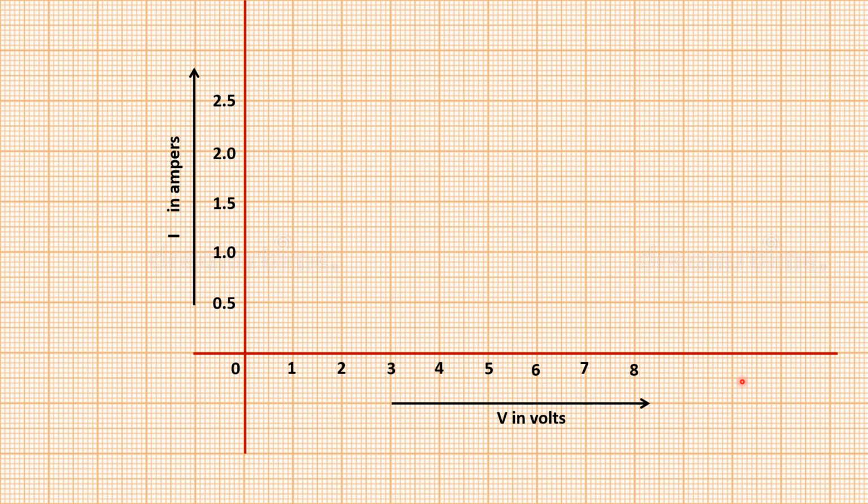So let us bring back the table here. First we should know the scale also. On the x-axis, 1 centimeter, that is from here to here, has been taken as 1 volt. Between this 1 centimeter length, small boxes are there. They are millimeter boxes. So here 1 millimeter equals 0.1 volts. So this is the scale for the x-axis.